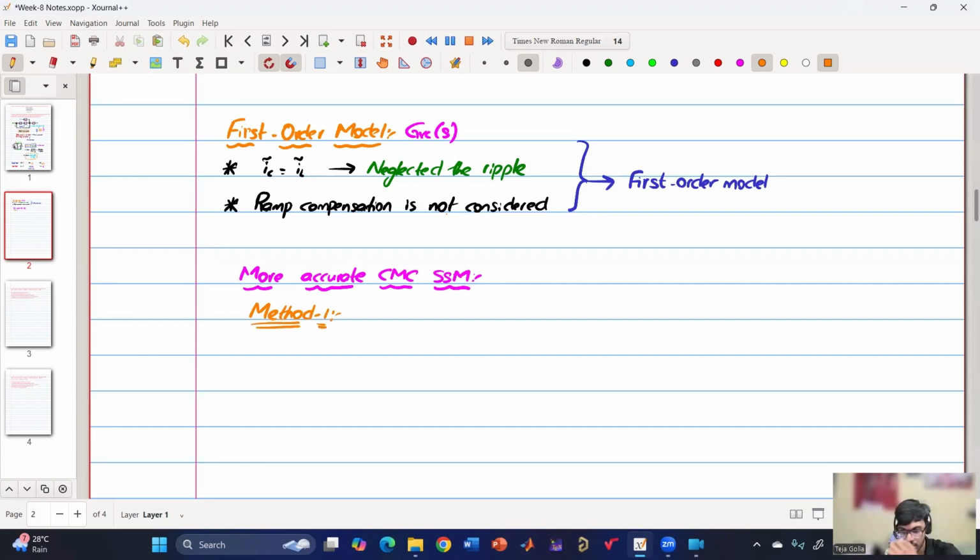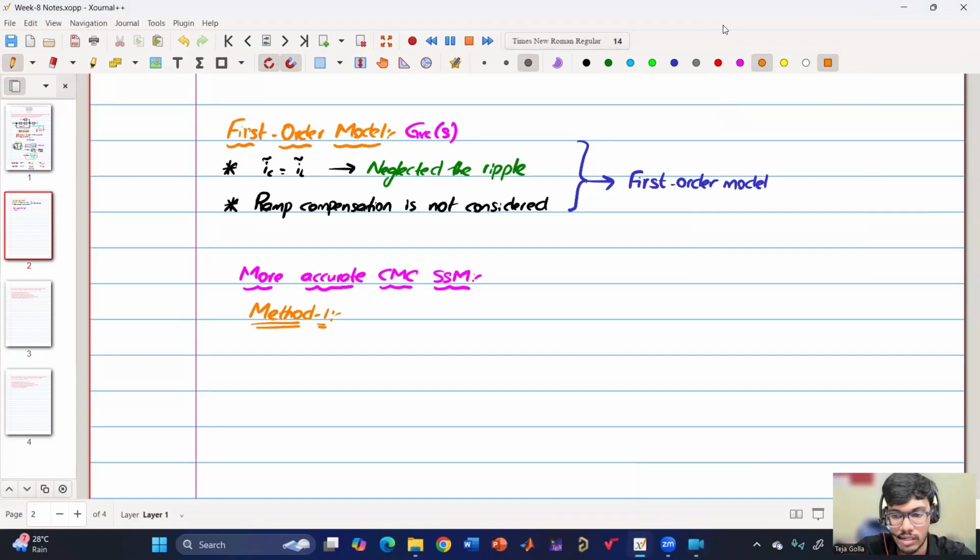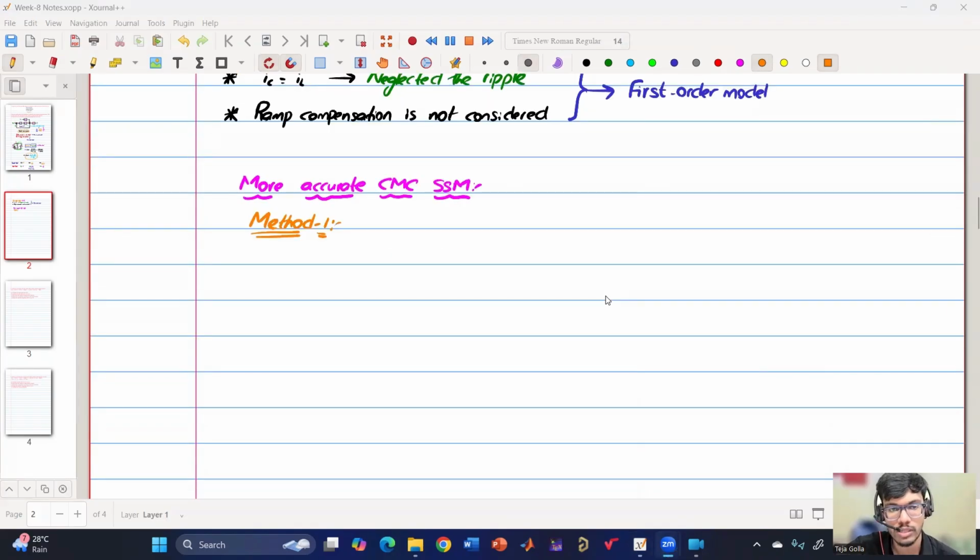Sir has already discussed this, but I'll also quickly derive it because it is important for the assignments and for your understanding in the future. Maybe it will take 15 to 20 minutes, and then we'll solve problems. So in method one, let me first draw the diagram.